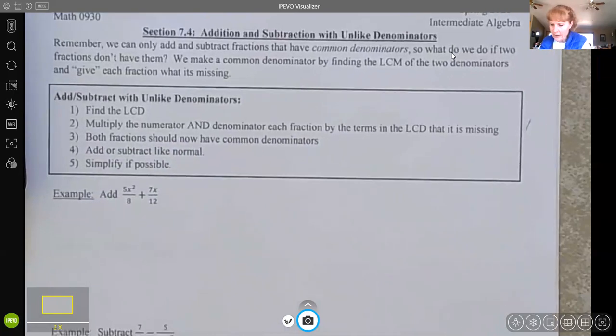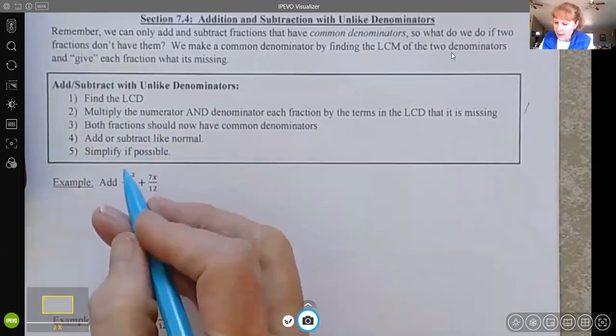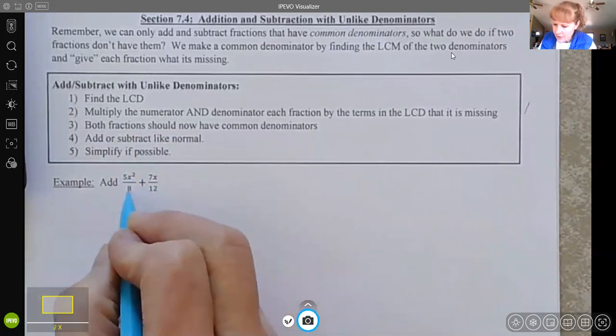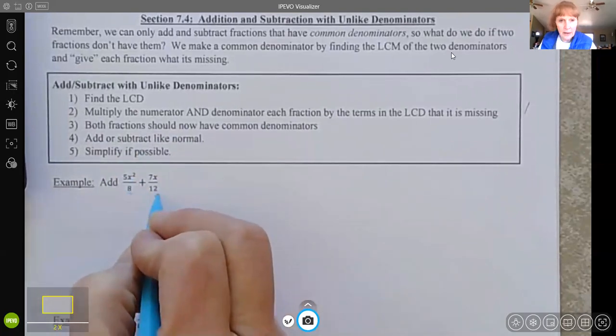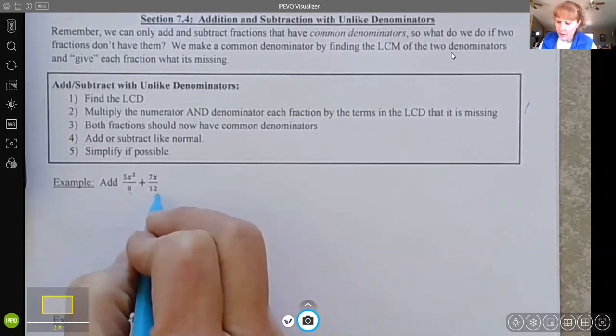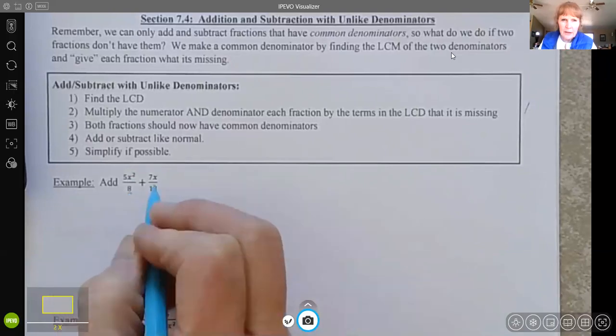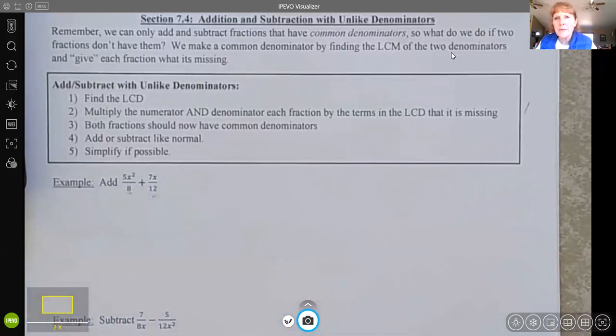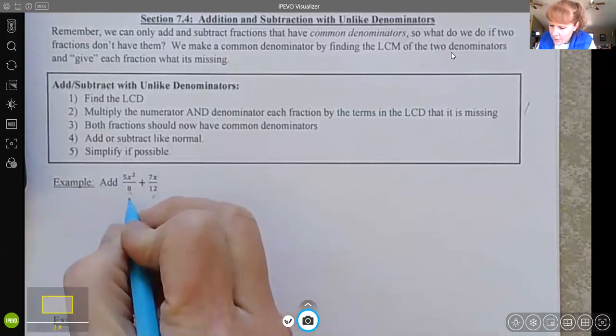All right, so we've got these first two fractions. I want to add them together. They have different denominators, so we need to find the least common denominator between 8 and 12. Now, some of you can look at that and say, well, 8 and 12 both go into 24, and so you would just say, I'm going to use 24. But if you didn't know that, we'd have to break them down into primes. And let's go ahead and do that.